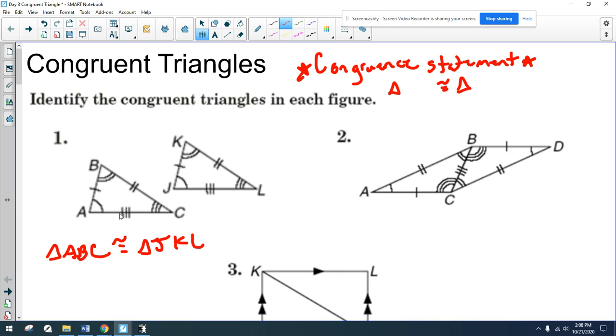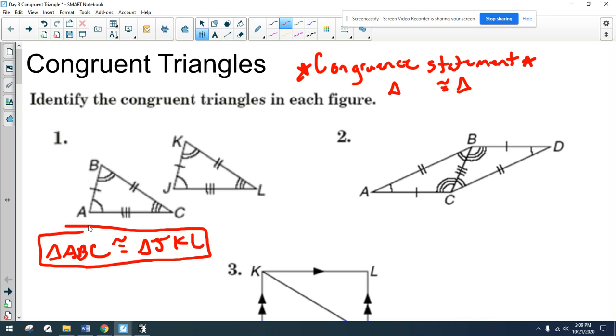Okay, that's the reason why there's options: you could have done BAC and KJL. If you did that, look at the triangle statement, BAC and then KJL. It's kind of the same order. So it went second one, first one, third one, second one, first one, third one. So there are a bunch of different options, but your order does matter.